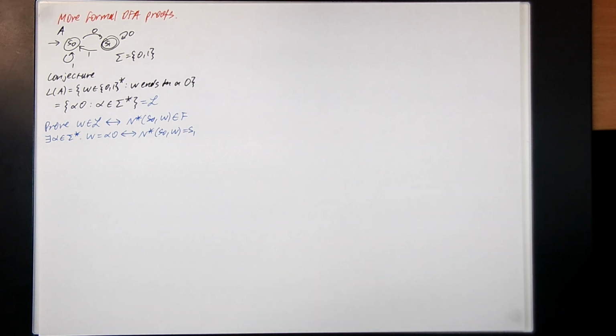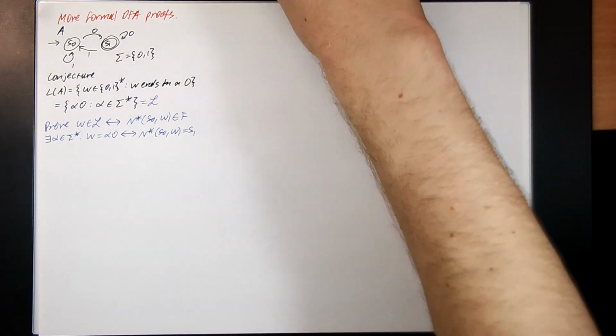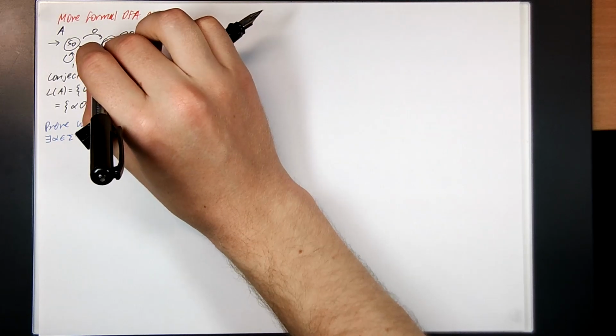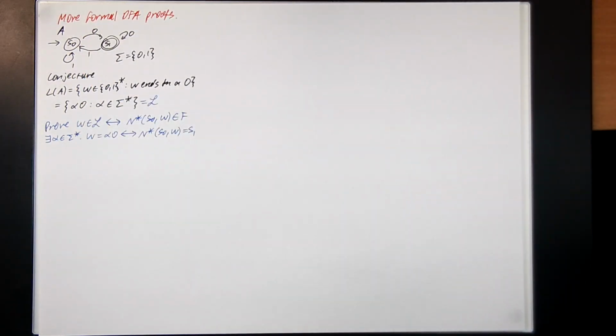Okay, let's do another proof. So we've got the same DFA as we had before, the DFA that accepts all strings that end in 0. And we want to formally prove that the set of strings that this accepts really is the set of all strings that end in 0, right? So that was our best guess, and it looks like it's legit. But we want to formally prove that, okay?